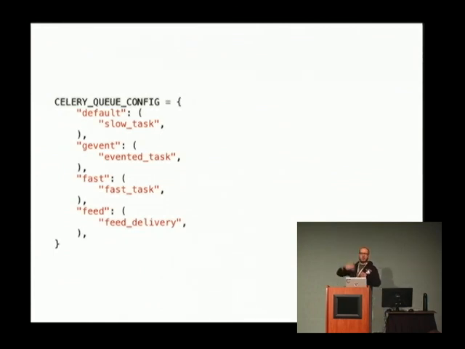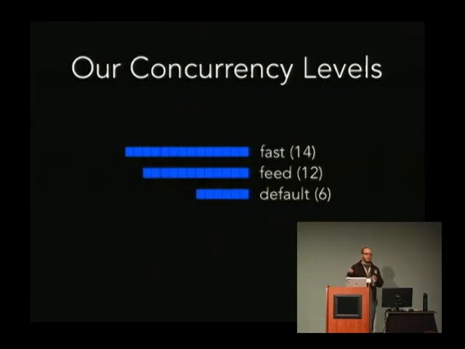Just to be clear, these all run on the same machine, and the Celery multiprocess will basically create a whole bunch of Celery processes that run each type of this, each task group. Concurrency levels, this is specifically for the ones that we run in multiprocess mode. We run 14 child processes for the fast queue, 12 for the feed queue, and 6 for the default. This runs on 30 EC2 instances that are C1 xlarges.